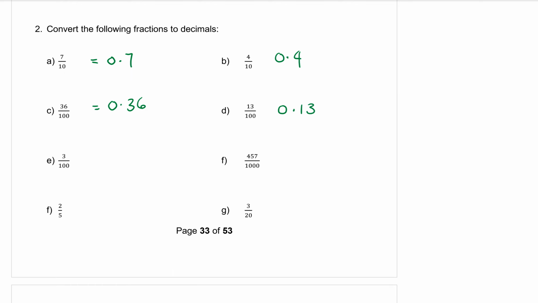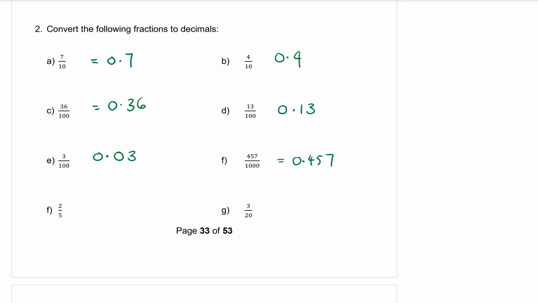E, be careful with this. The 3 is over 100. So it's got to be in the hundredths position, which means there's nothing in the tenths. I'll need a 0 there for the tenths, and the 3 goes in the hundredths spot. Everyone knows what I'm talking about with the tenths and the hundredths? Remember place values from yesterday? Yeah. Okay, F, a bigger fraction, but still works. It's over 1,000. So the 7 goes in the thousandths position, so 0.457.